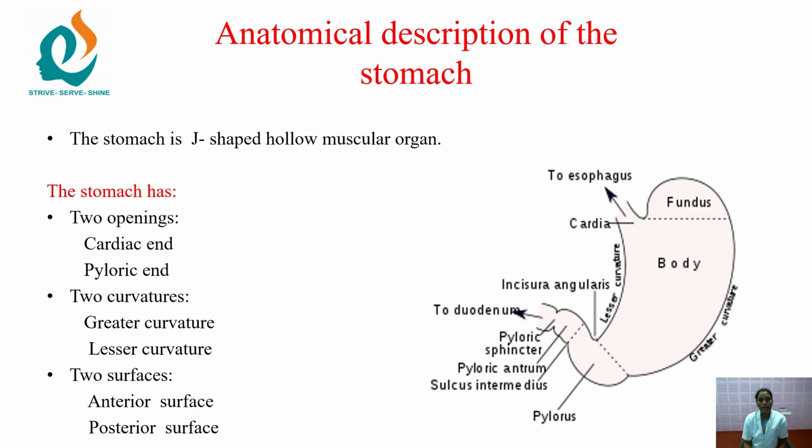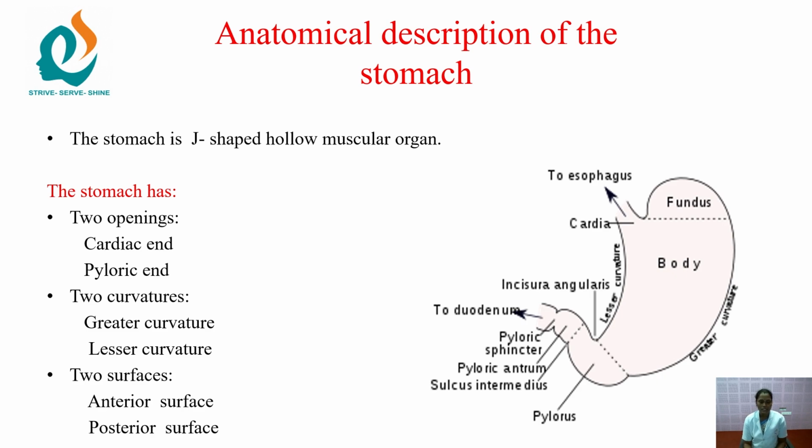Next, what is the anatomical description of the stomach? The stomach is a J-shaped hollow muscular organ. It has two openings, two curvatures and two surfaces. The two openings: the esophagus and stomach joining area is called the cardiac end, and the stomach and the first part of the small intestine, the duodenum, joining area is the pyloric end.